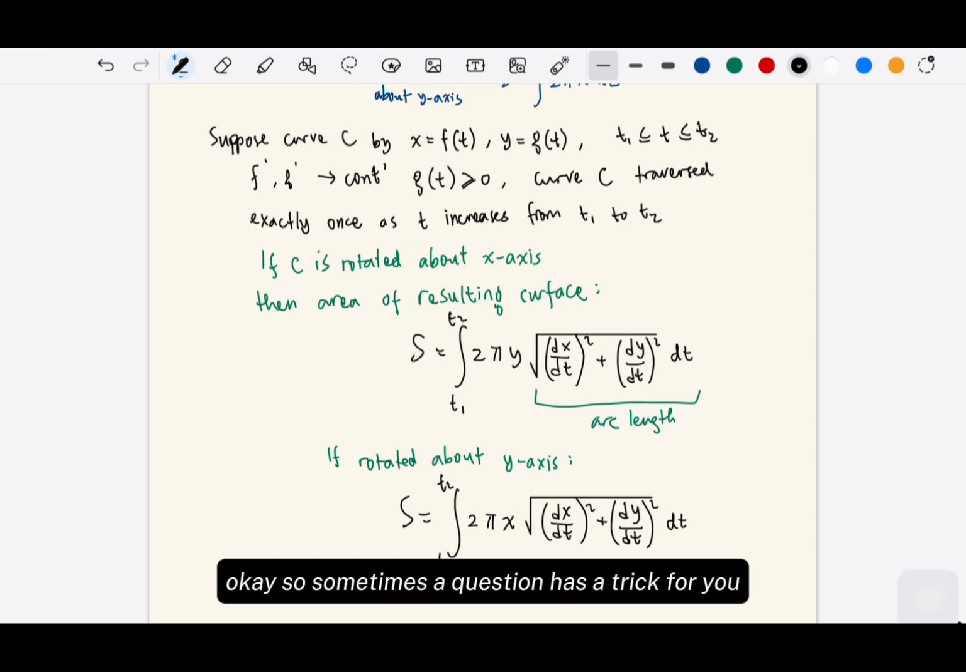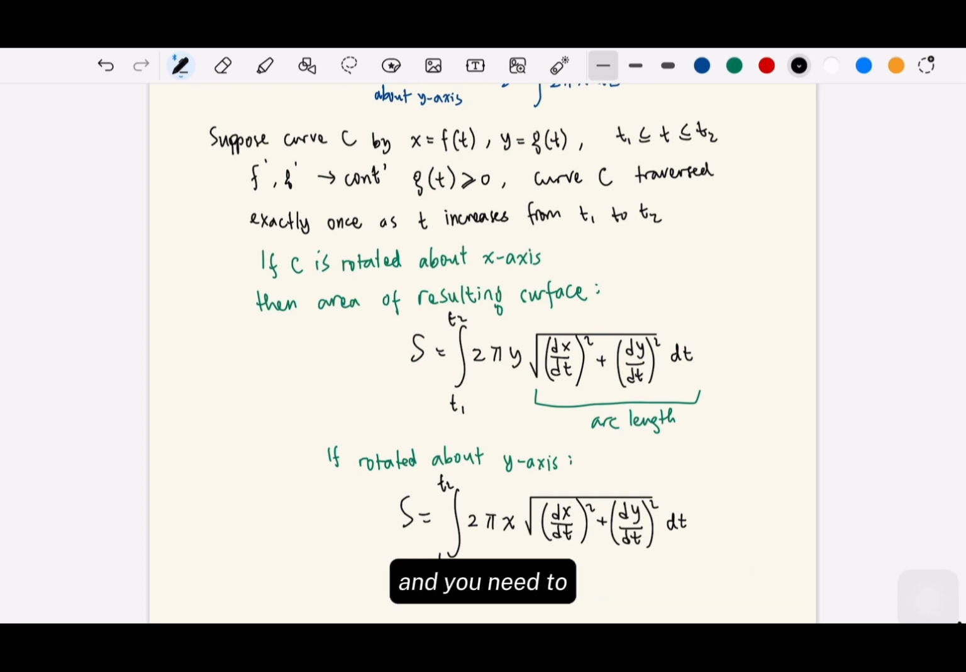Okay. So sometimes the question has a trick for you, and you need to discover the tricks. So don't be too naive when you see a question, thinking "I need to solve it fast, blah, blah, blah." But you do need to think: this question has a trick for me, and I need to do something about that.